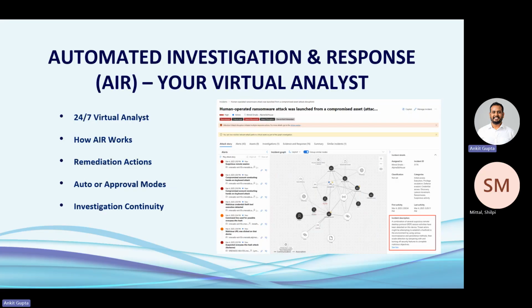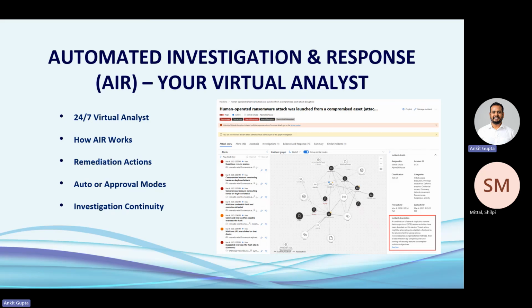Thank you, Shilpi. Imagine having a virtual analyst who never sleeps and can handle dozens of incidents in parallel. That's what automated investigation and response, AIR, in Microsoft 365 Defender provides. Often described as a self-healing SOC capability, AIR investigates alerts automatically, pulling threads like the detected file, process, device, and logged-in user. It hunts for related signals, determines verdicts: malicious, suspicious, or clean, and takes or recommends remediation actions.